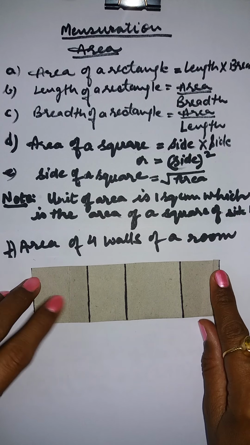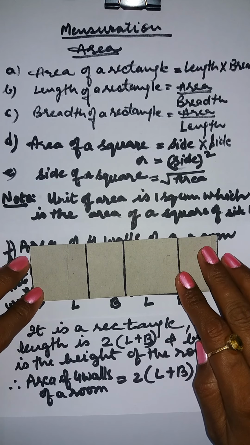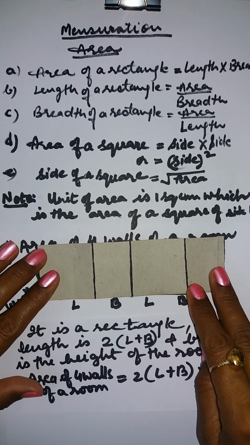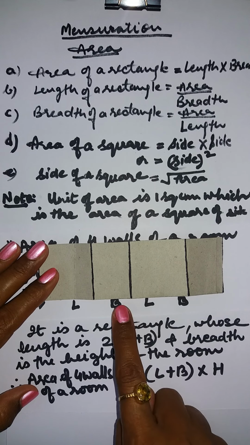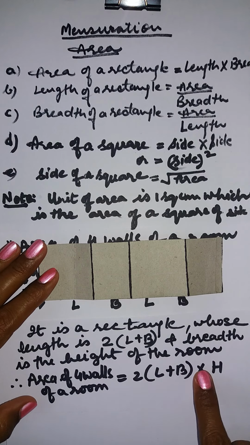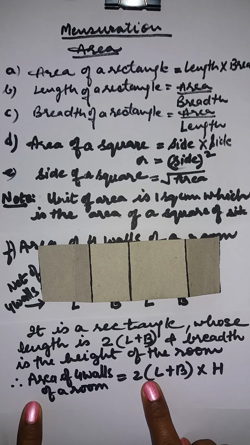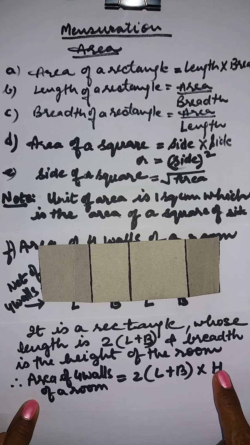So what we will say, area of 4 walls is twice of the length plus breadth, multiplied by its height. This is the height. So area of 4 walls means twice of length plus breadth into height.